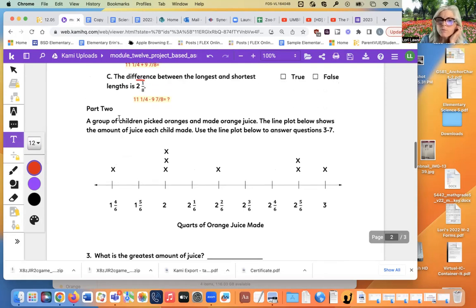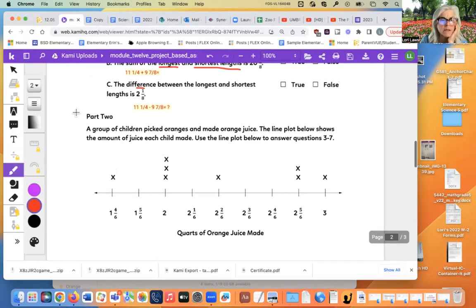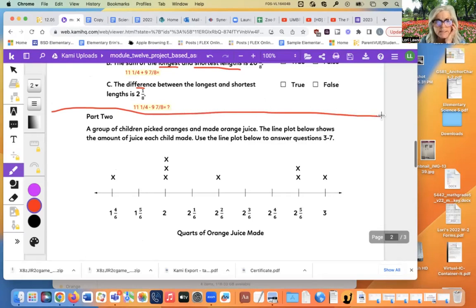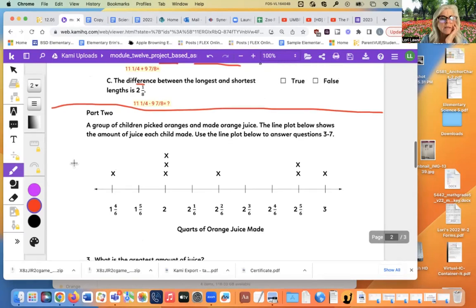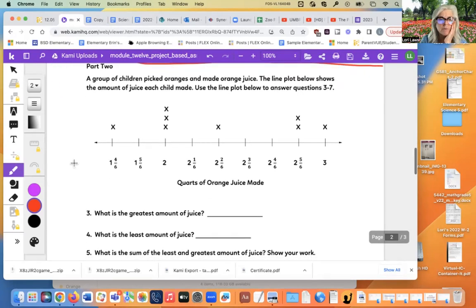So now we're done with the first set of data. It's almost like they could have drawn a big line here that was like, now we're going on to some different information. So that was the end of that. Part 2, a group of children picked oranges and made orange juice. The line plot below shows the amount of juice each child made. Use the line plot below to answer questions 3 through 7.